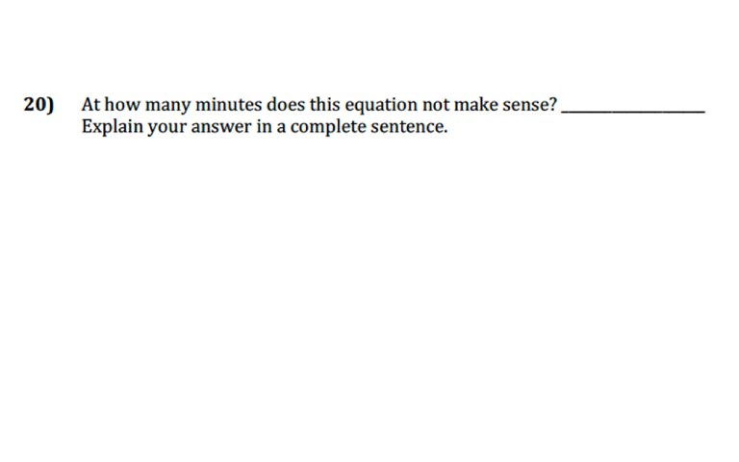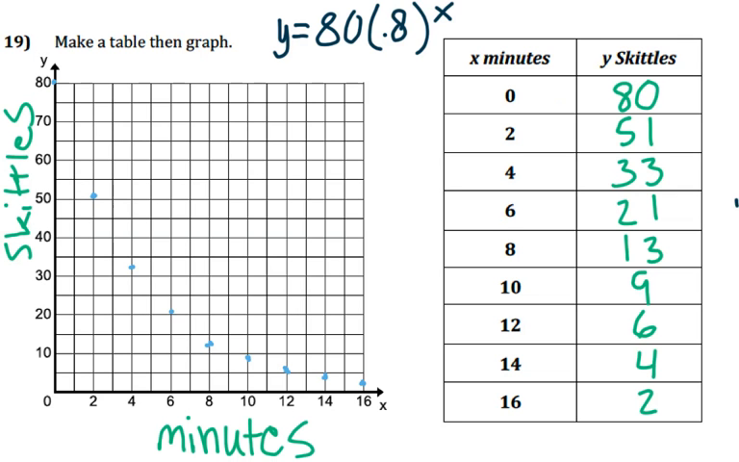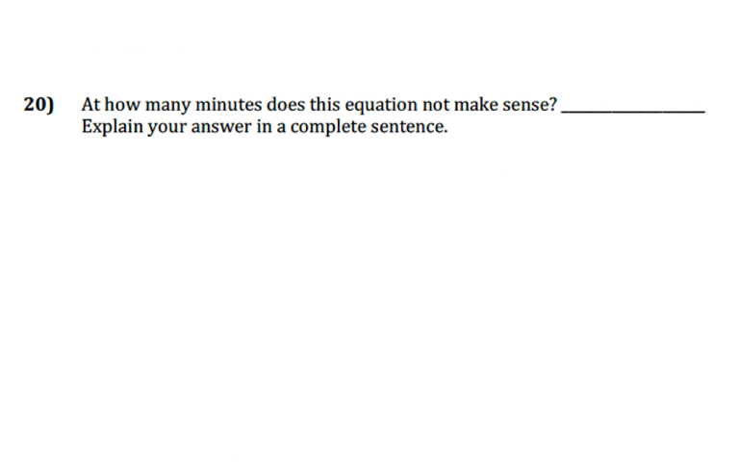Number 20. At how many minutes does this equation not make sense? Explain your answer in a complete sentence. Looking back at our table, we'll notice that it's decreasing, decreasing, decreasing. It's getting smaller, smaller, smaller. And it may not be something that's glaringly obvious to us. There's going to be an issue, or a point when this equation won't make sense. But if we take a closer look at the digits in between, maybe starting at 12, let's go ahead and look on our second page.